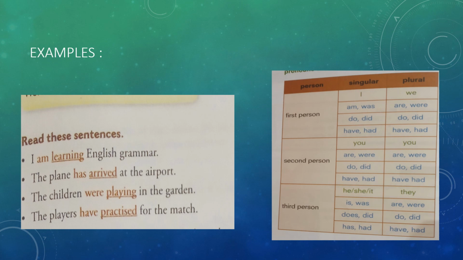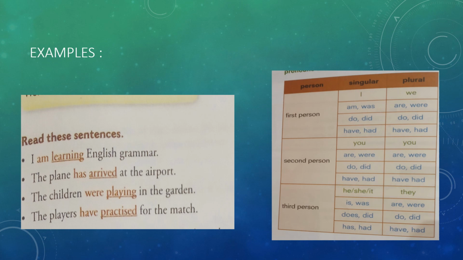Helping verbs, as I told you, change according to the subject agreement. And according to the tenses also, it is changing. That you will learn in the tenses lesson. Now you only understand this much. The children were playing in the garden. The children are the plural subject, so were is written: were playing in the garden.